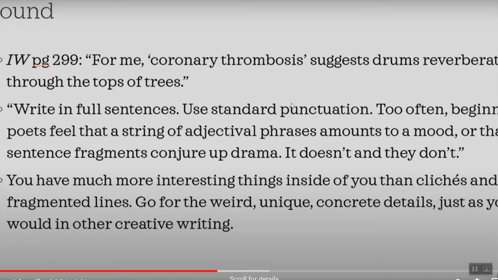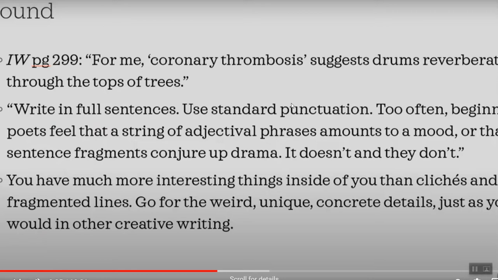Another good piece of advice is write in full sentences. Use standard punctuation. Too often, beginning poets feel that a string of adjective phrases amounts to a mood, or that sentence fragments can conjure up drama. It doesn't, and they don't. So please speak like you would in prose. Experiment with these full thoughts, these full sentences. I promise you it's much more powerful.